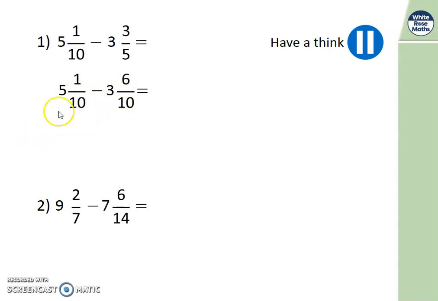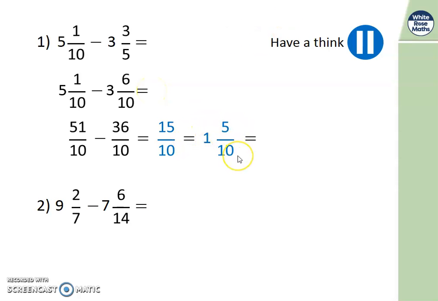So let's convert it into improper fractions. 5 times 10 is 50, add 1 is 51. 3 times 10 is 30, add 6 is 36. 51 subtract 36 is 15, 15 tenths. We can see there that we have a whole one, because 10 tenths is a whole, and 5 more tenths. So it's 1 and 5 tenths. And we know that 5 is half of 10, so it's 1 1/2. Well done. Let's move on to this one.